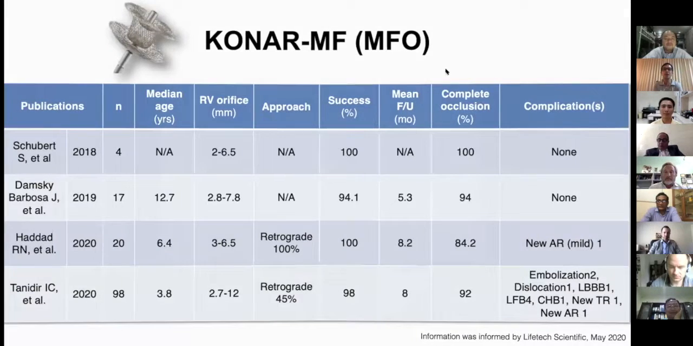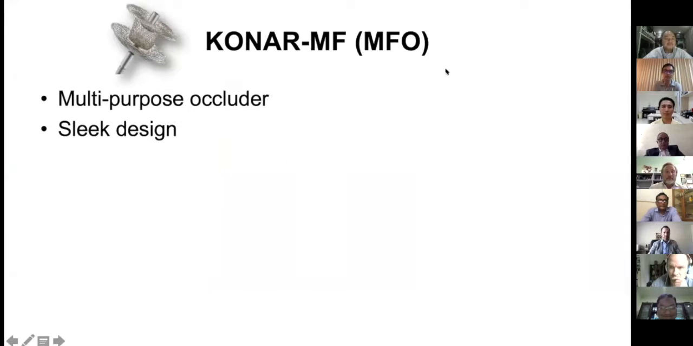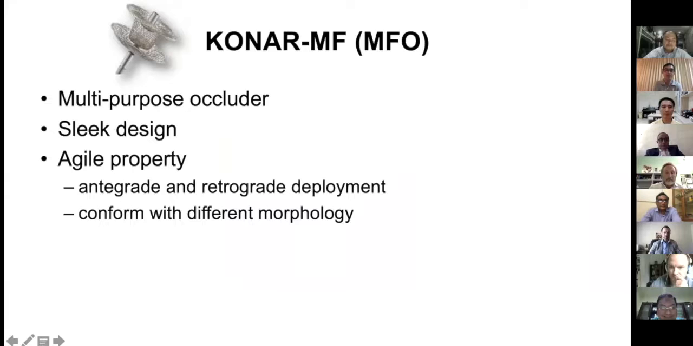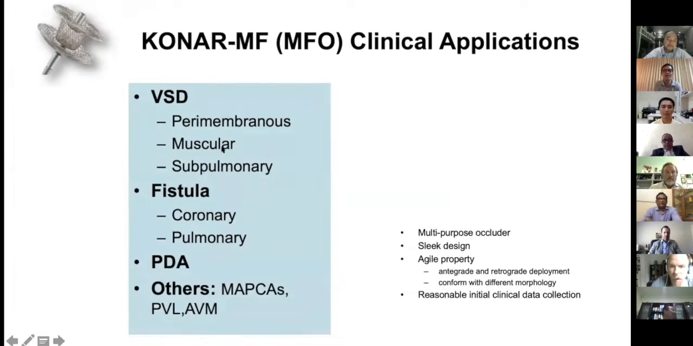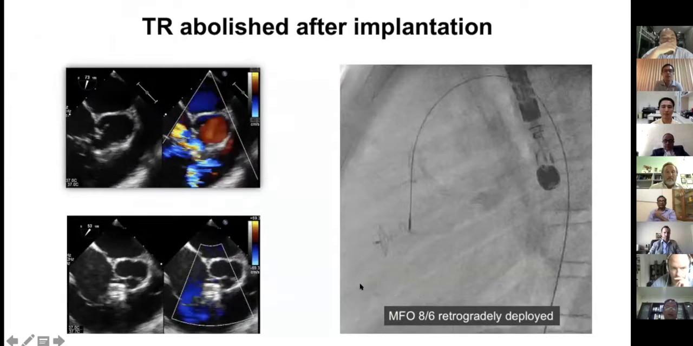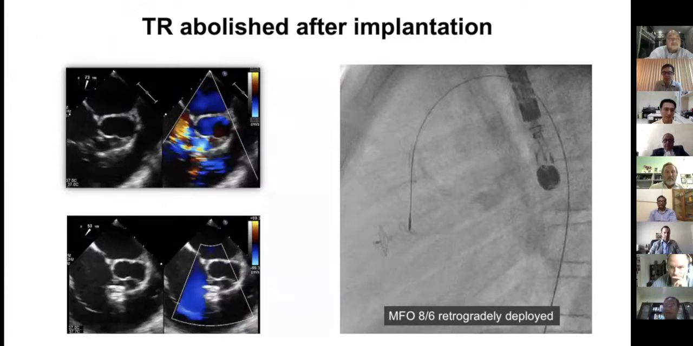So with that, just to emphasize that this is a multi-purpose occluder, it's a sleek design, agile property. It means that you can go either antegrade or retrograde, conform in different morphology very nicely, and it's reasonable initial clinical data collection. And as you can see, at least VSD is one of the most common indications, fistula, PDA, and also PVL, I mean paravalvular leak, or AV malformation or even MAPCAs, you can use this device too.